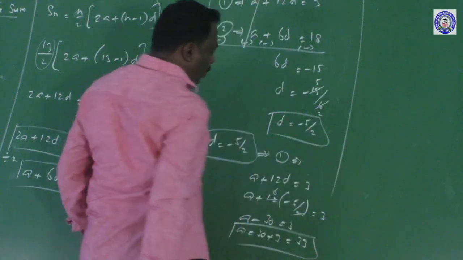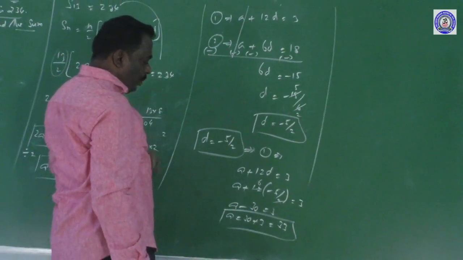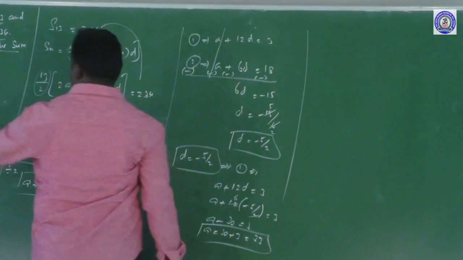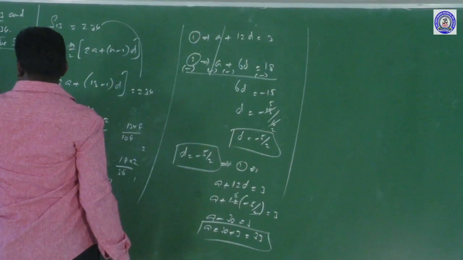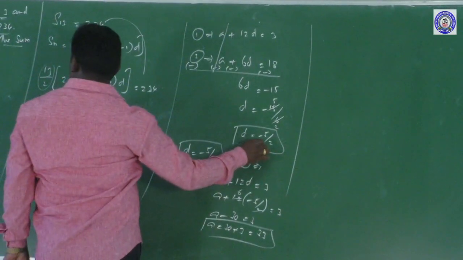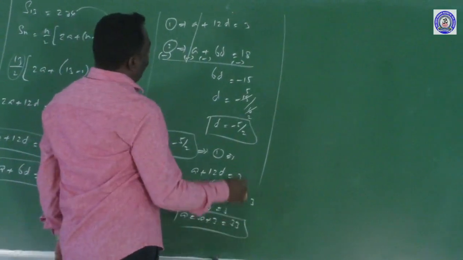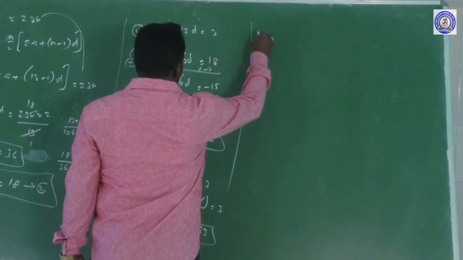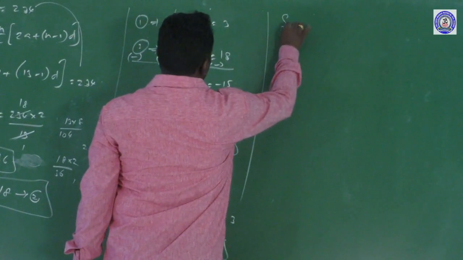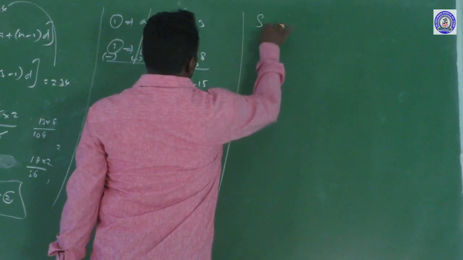So we know the value of a and the value of d. Now find the sum of the first 21 terms. The common difference is minus 5 by 2. Next, find the sum of 21 terms.